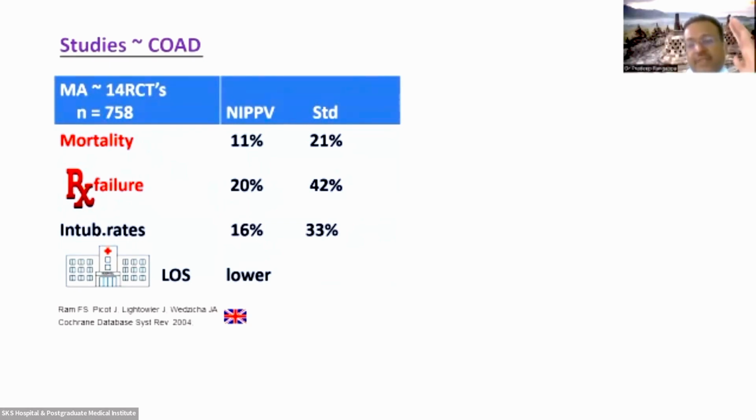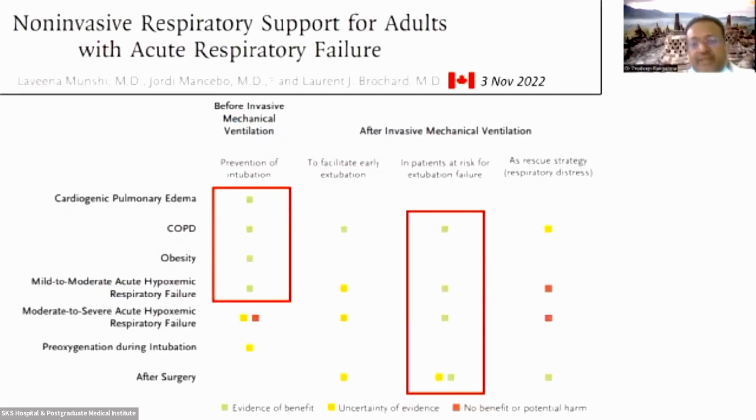It is included as a quality benchmark, and it is a quality indicator for every intensivist that a trial of NIV has to be given before you resort to intubating and mechanically ventilating. And this is the most recent review article, non-invasive support for adults with acute respiratory failure, which came in NEJM in 2022, where before invasive mechanical ventilation for COPD, a trial of NIV has to be given.